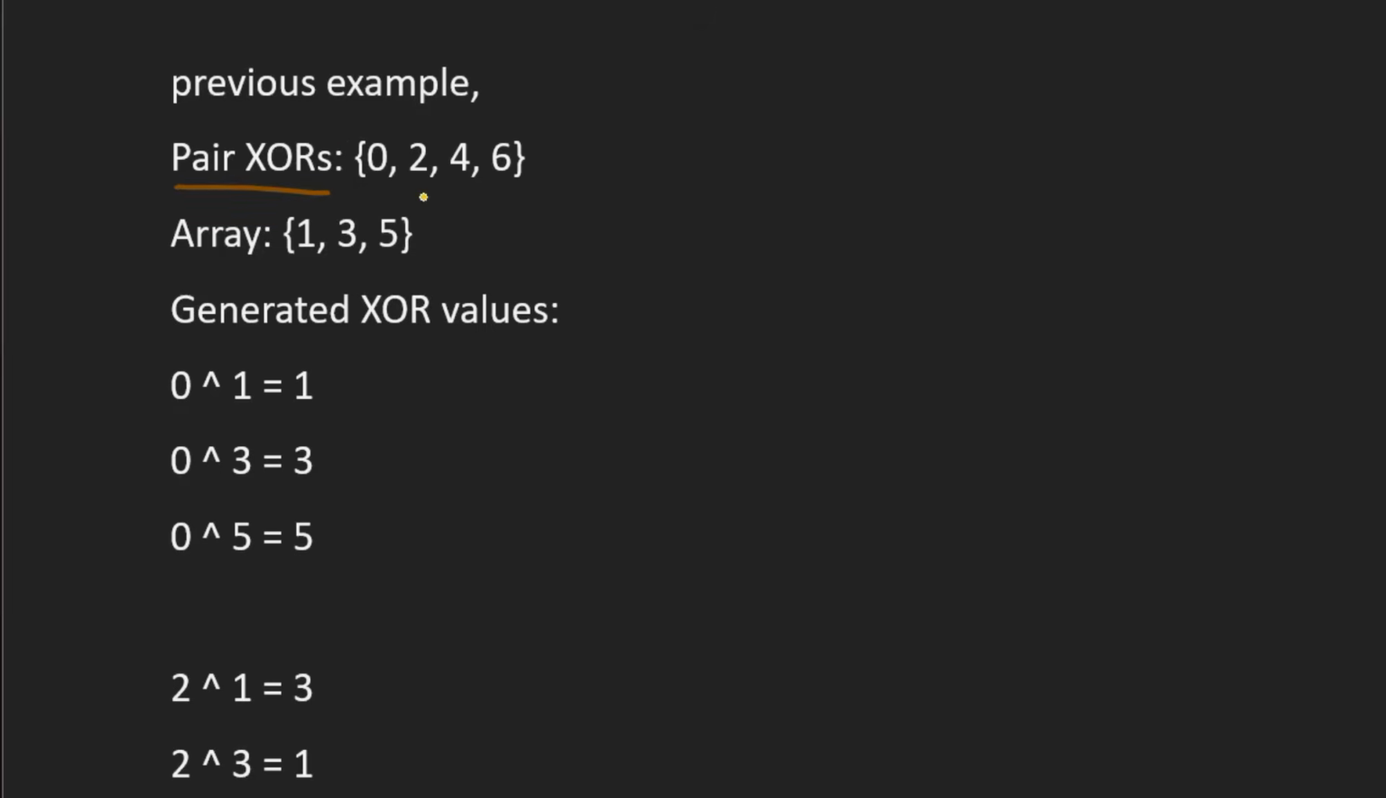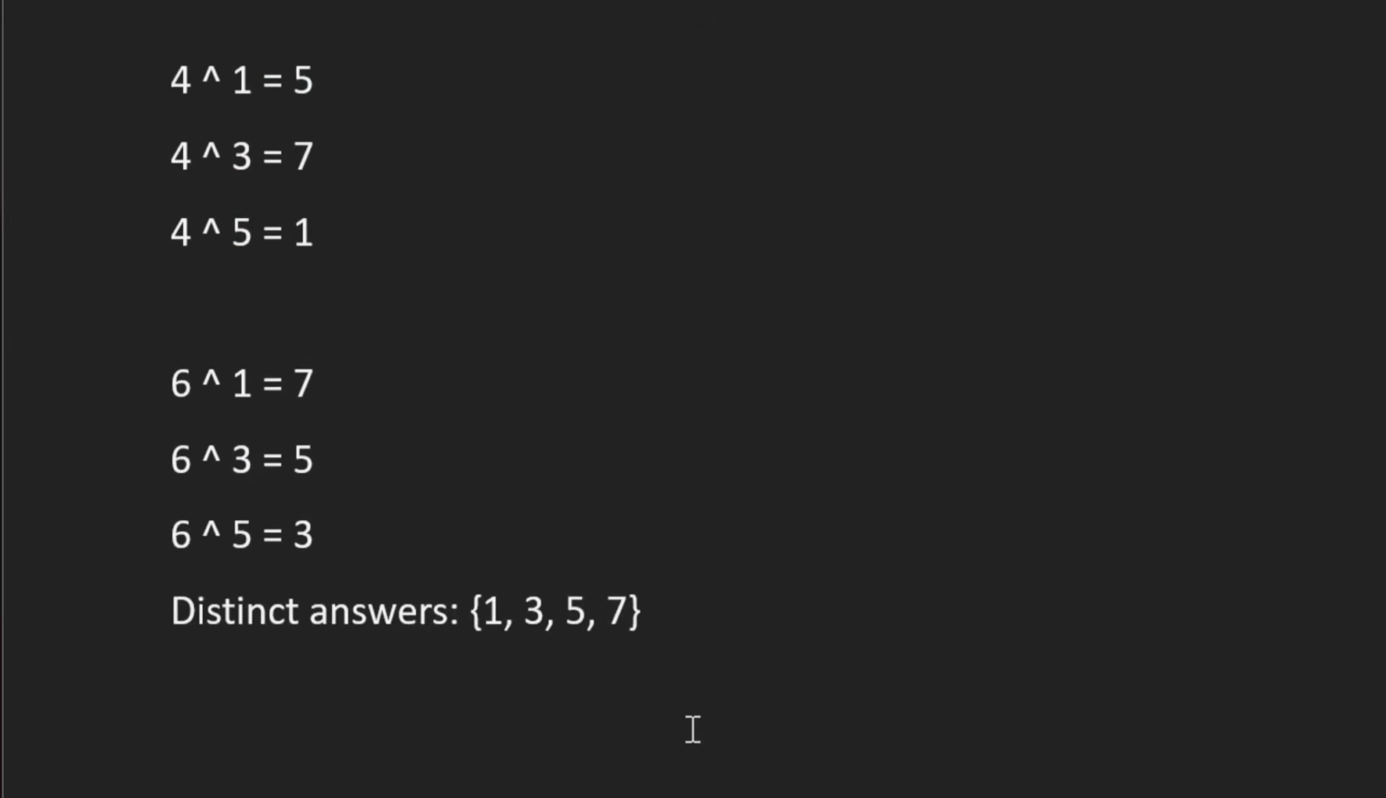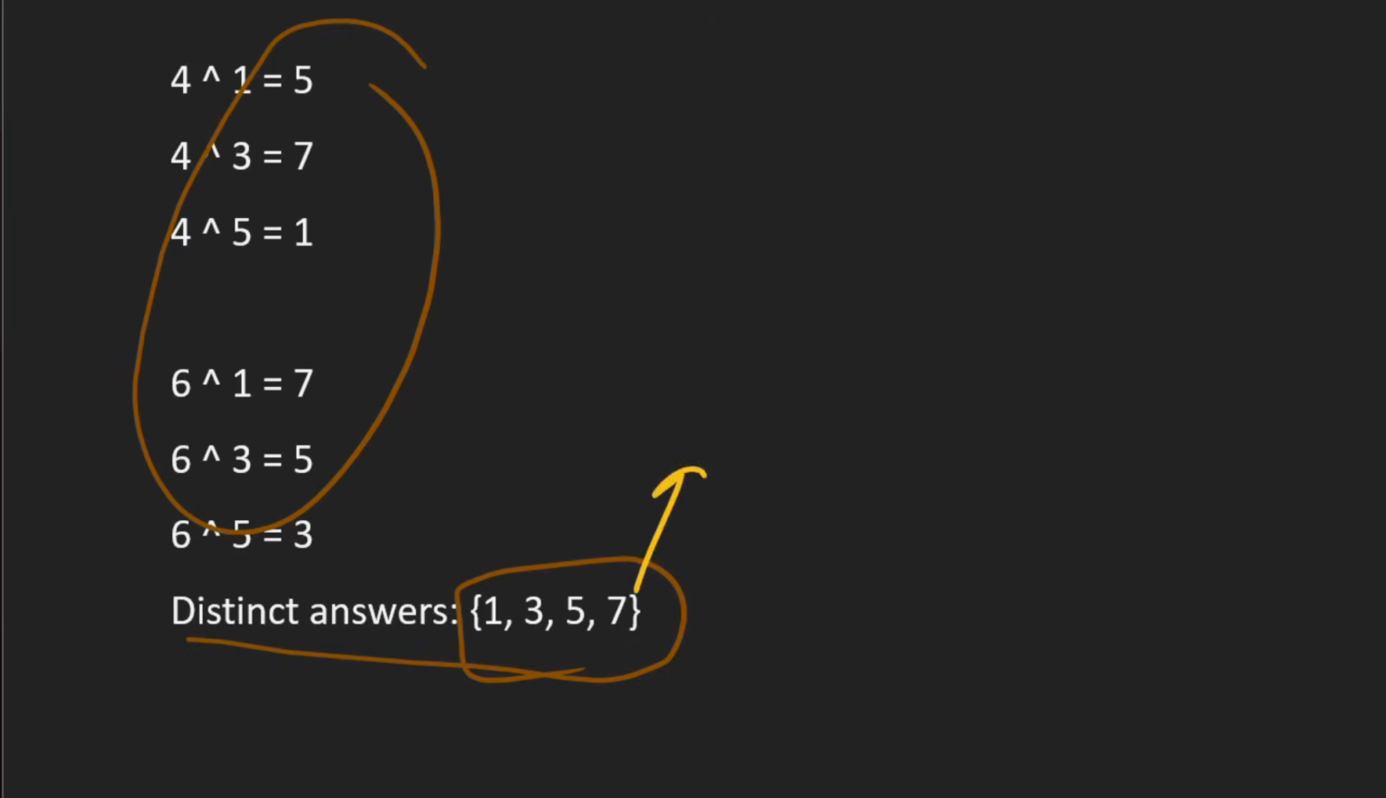So these were our paired XORs, right? And this is our array. Now we'll take this paired XOR value and XOR with every element of the array. So 0 XOR 1, 0 XOR 3, 0 XOR 5. Then we'll take 2, XOR with all the elements, take 4 XOR with all the elements, take 6 XOR with all the elements, right? So then we get all the generated XOR values. The distinct answers are 1 3 5 7. So these answers are basically the triplet XOR.